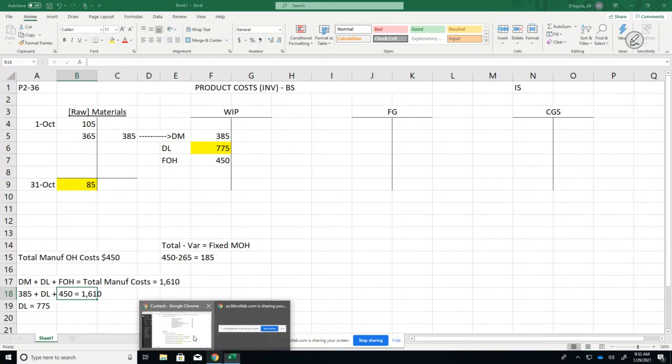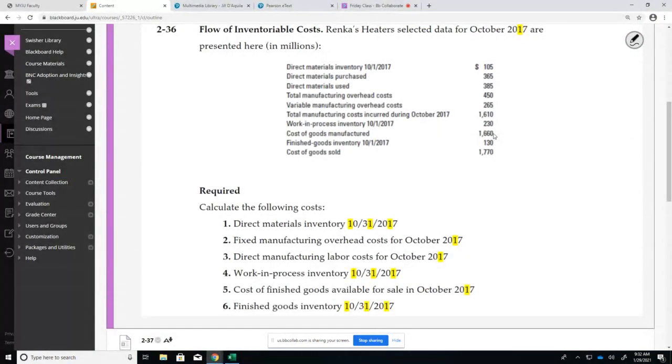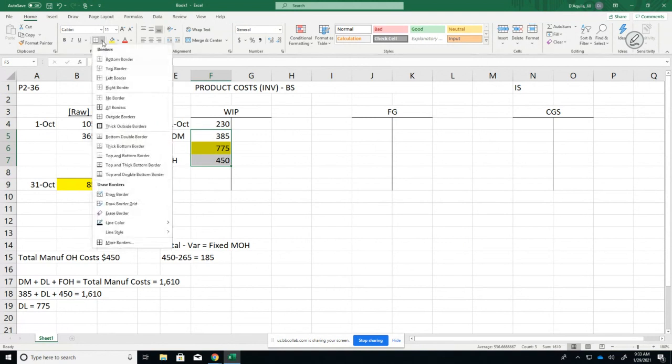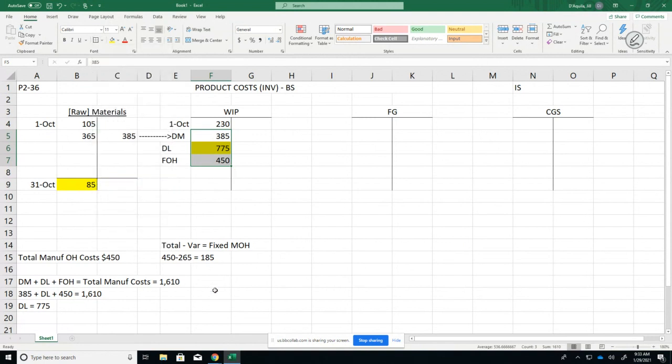So where does that other number come into play? Because we talked about 1610 and 1660. Well, remember I said this takes into account beginning and ending inventory. So work in process on the 1st, 230. Okay, let's throw that in. 230, work in process, and that was on October 1st. So we walk in the door on October 1st, and we see some goods that are partially complete, $230 worth. We add on during the month, 385, 775, 450. And everything that we can spend this month on the product is costing $1,610.